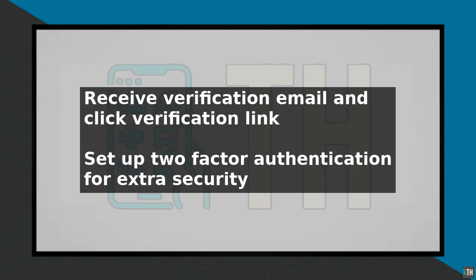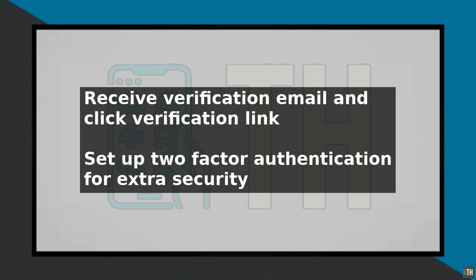security to your account. After setting up two-factor authentication, you will be taken to the Bitmart dashboard, where you can view your account balance and navigate to different sections of the platform. To start trading, you need to deposit funds into your account. You can do this by clicking on the deposit button and selecting your preferred payment method.